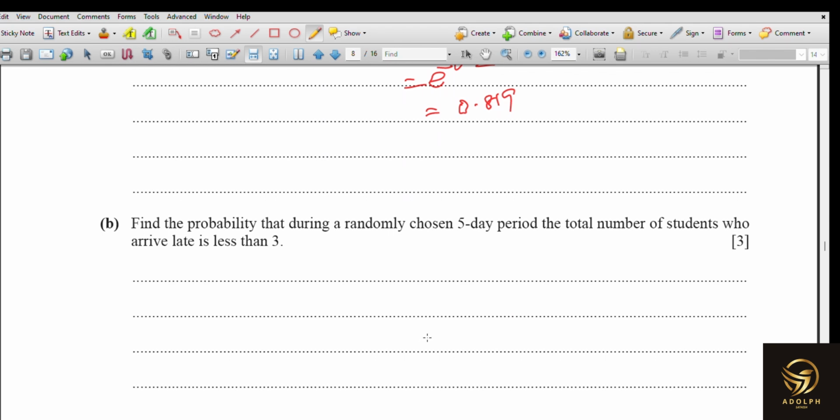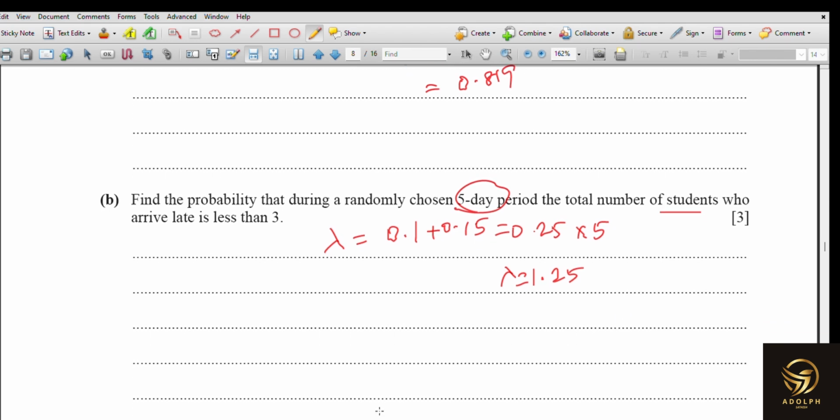Find the probability that during a randomly chosen 5-day period, the total number of students who arrive late is less than 3. They mentioned students, they did not mention boy or girl. Student in the sense it covers both boys and girls, so we will have to find the total of boys and girls, so that lambda is going to be 0.1 plus 0.15, which is 0.25, but that is for 1 day. Since they have given 5 days, we have to multiply this value by 5, so the lambda value we are getting is 1.25.